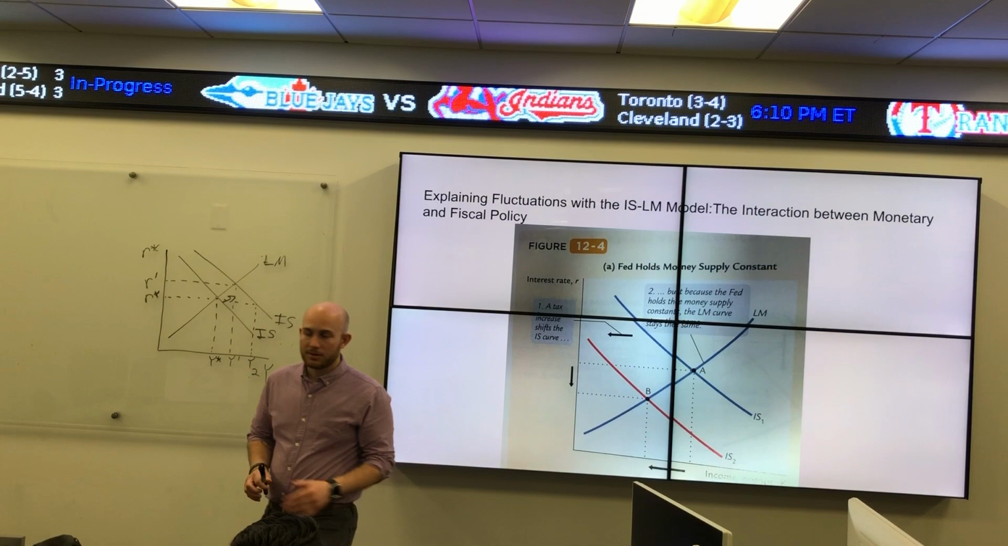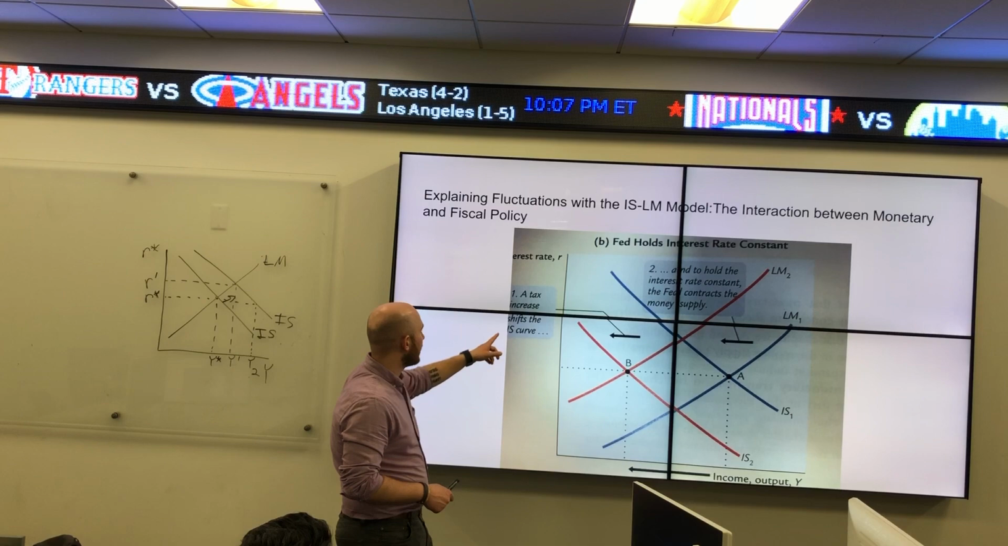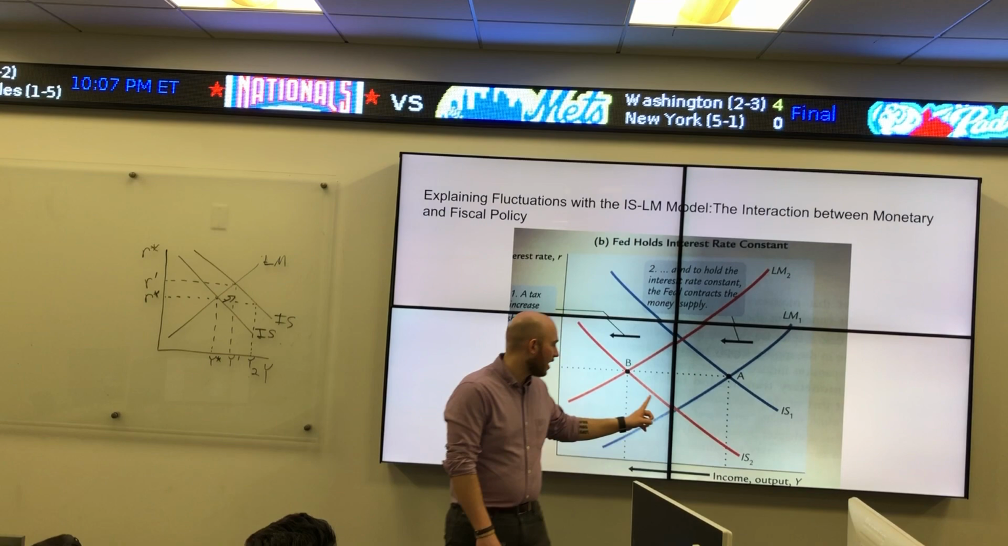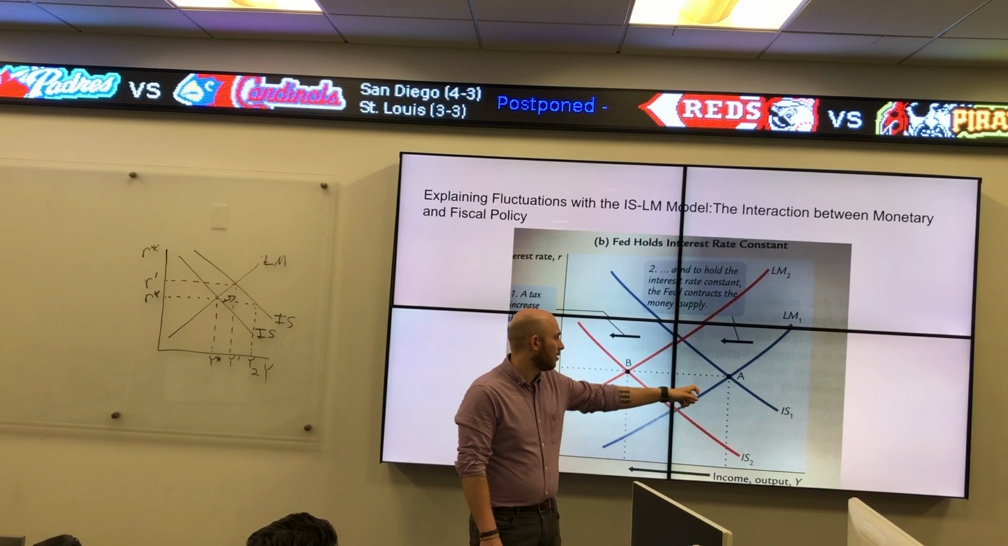We get this just by the basic supply and demand analysis that we've been used to doing. Here we're going to see a tax increase shifts the IS curve again, so we go from IS1 to IS2. The response is that we want to hold interest rates constant. To hold interest rates constant, we must reduce the money supply, but that will lead to a much larger drop in income.